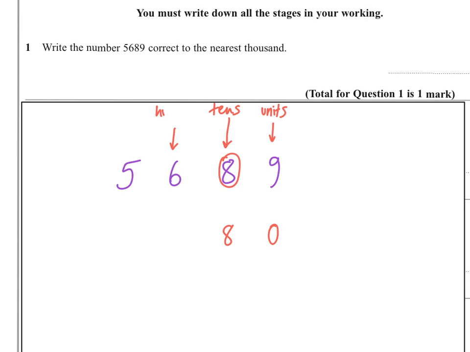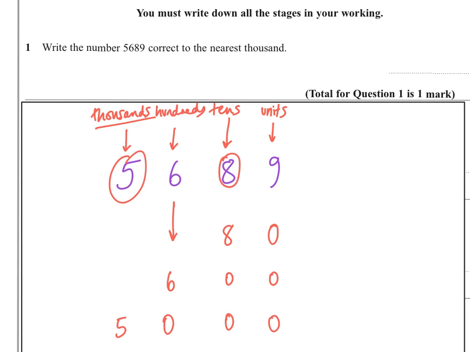Then we have the hundreds. This number here means 600, and so this would be the thousands. And so, well, this would be 5,000. But it wants it to the nearest 1,000. So, you look at the number, 5,689. What do you think it's closer to, 5,000 or 6,000? Well, the answer would be 6,000.